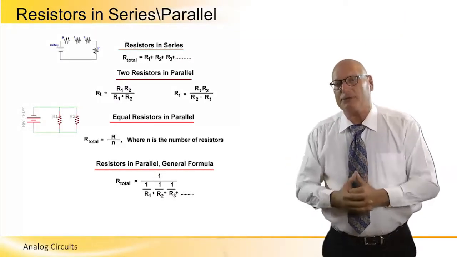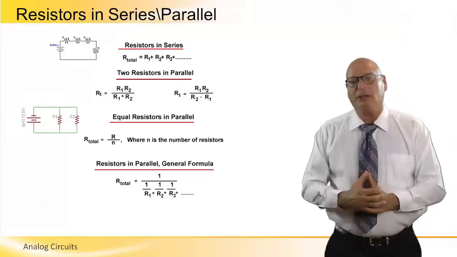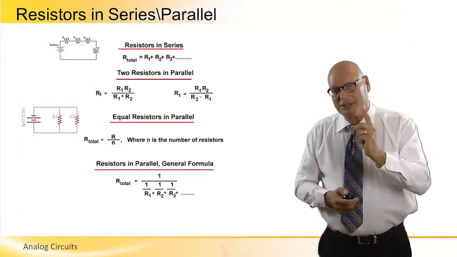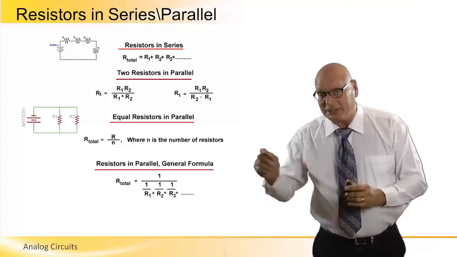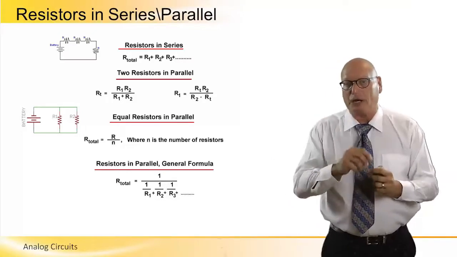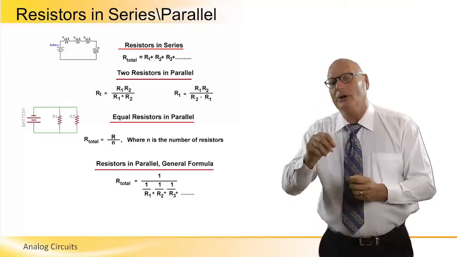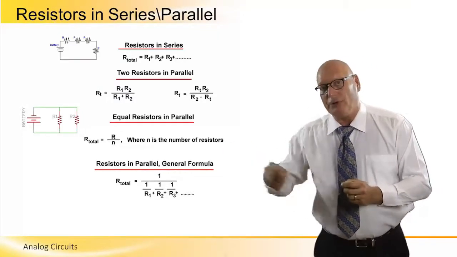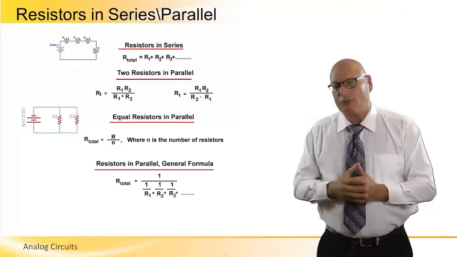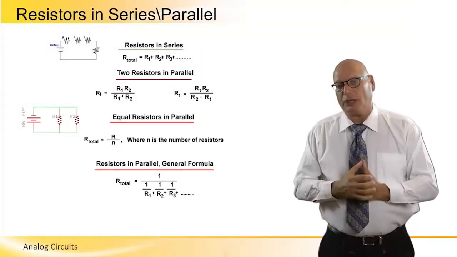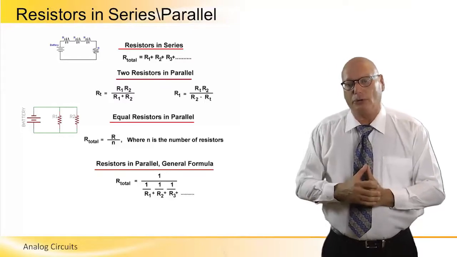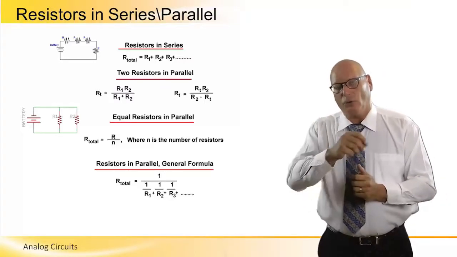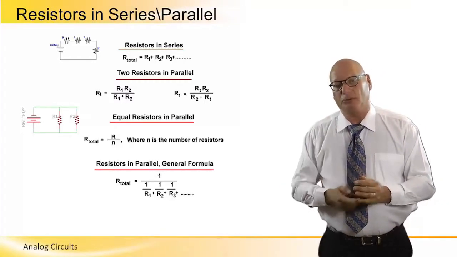For equal resistors in parallel, the bottom half of the slide, in case the resistors all have the same value, the R total is R over the number of parallel branches that we have, or the formula that we already went through, 1 over R total equals the sum of 1 over each resistor, to give us the R total.